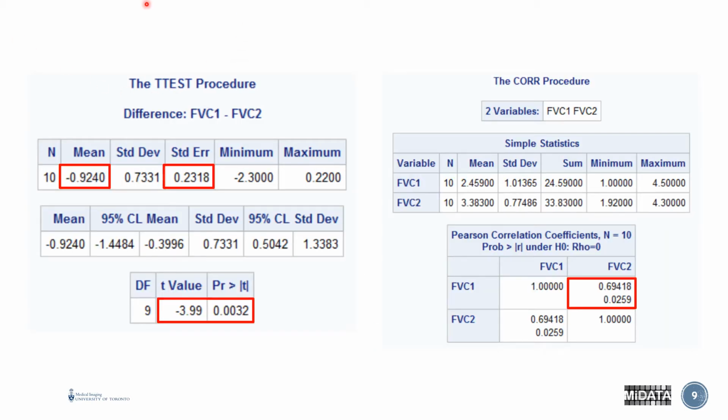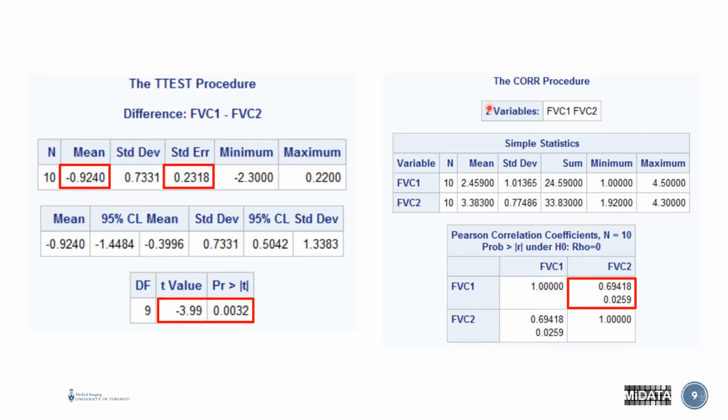Alrighty, so here are the results for your PROC TTEST and your PROC CORR. In PROC TTEST, here's that same difference that we observed in the PROC MEANS results. Here's the calculation for your standard error. Here's your t-value, which is basically -4, and it is statistically significant, 0.0032, which means that it is significantly different than 0.